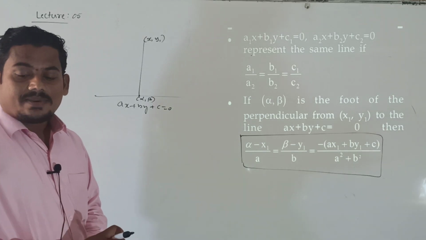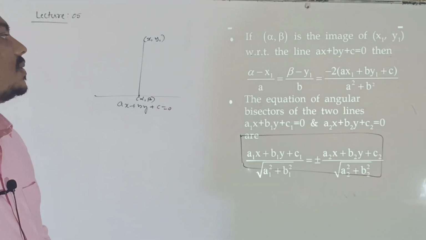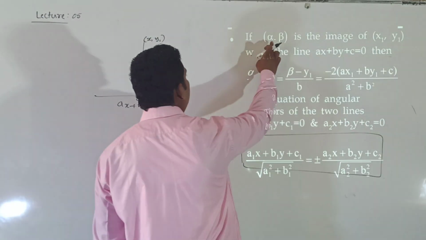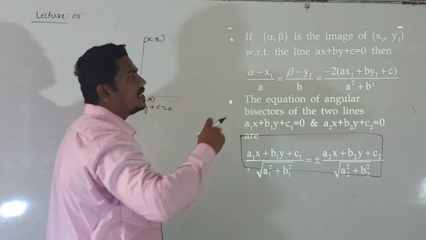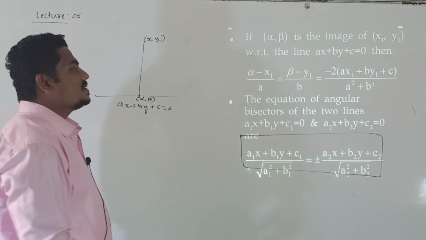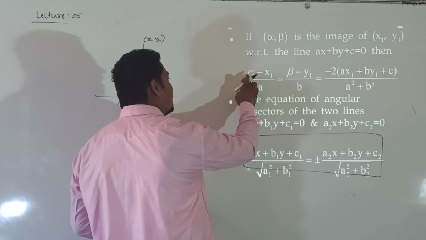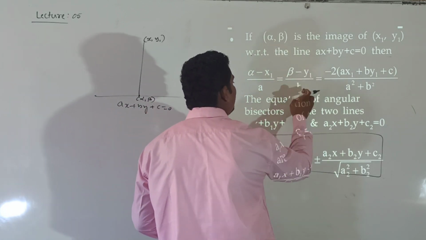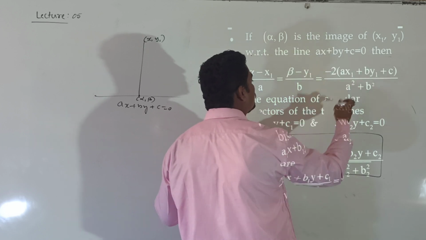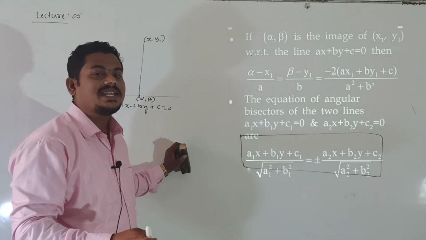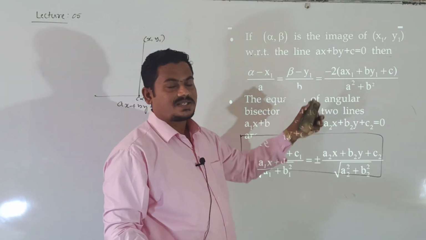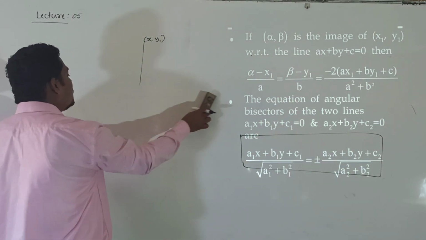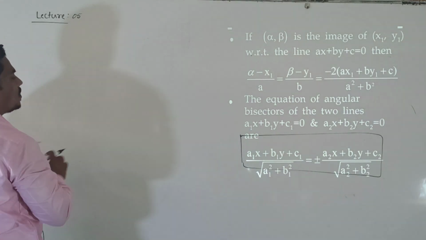Next one, image of the point with respect to the line. Suppose alpha, beta is the image of x1, y1 with respect to the line, then the condition is alpha minus x1 divided by a equal to beta minus y1 divided by b equal to minus 2 times. In the previous case it was simply minus 1, in this case minus 2. Image of the point with respect to the line.